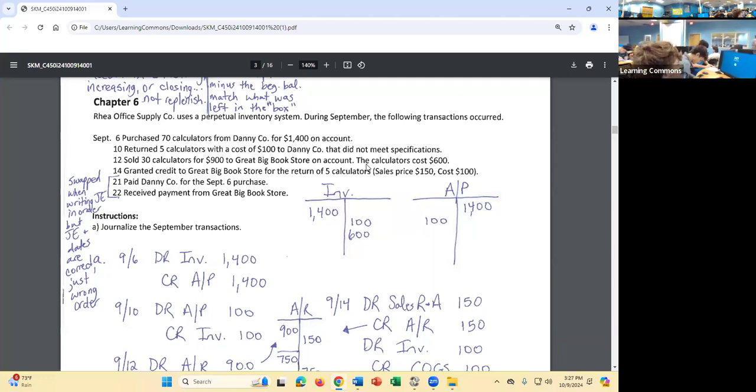Then a couple of days later, on September 14th, the great big bookstore decided they didn't like some of the calculators that we sold to them. So they returned five of them, which had a sales price of 150 and a cost of 100. So if we have a return of a sale, how many journal entries do we have? Two.